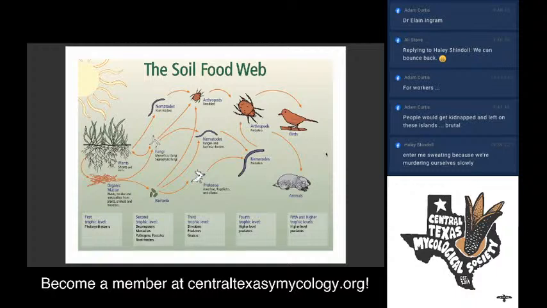Yeah, and so as you can see from this graphic here, it just goes up the scale. Larger arthropods eat smaller arthropods, and these arthropods are eaten by larger animals like birds and mammals. We are a mammal. We eat the fungi. We eat from these plants. So we are also a member of this soil food web. We eat animals. We eat along all aspects of this soil food web.